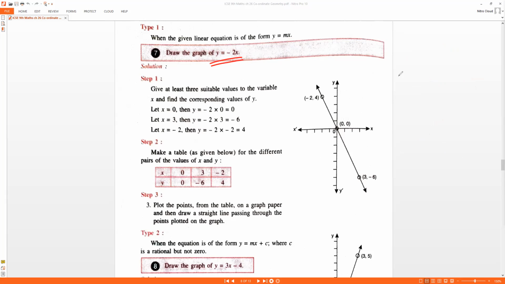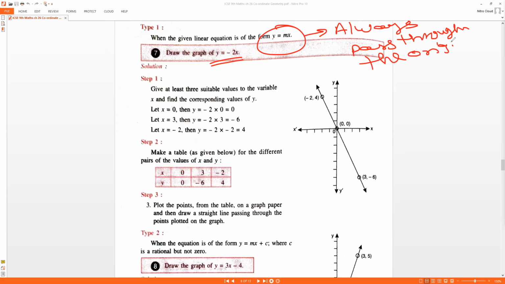We don't have to think much. What you can do is take 3 points first of all. And we will note one conclusion also: this type of lines always pass through the origin. We'll see why. Depending on the value of m, whether it is positive or negative, it will be either inclined like this, like a backward slash, or if the m value is positive, then they will be inclined like this.